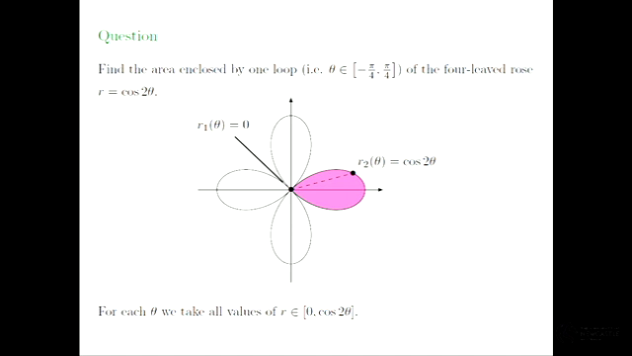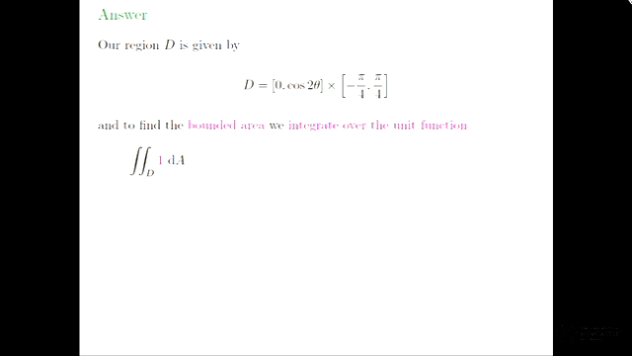Cos 2 theta, right? Because that's the value of the function. The function is saying at any given theta, the distance is going to be given by cos 2 theta. So between when theta is in minus pi quarter to pi quarter, we have r in 0 through cos 2 theta. So that's this rectangular region.